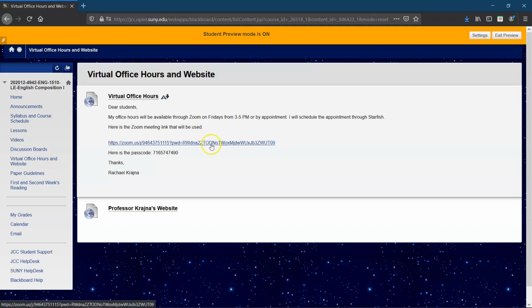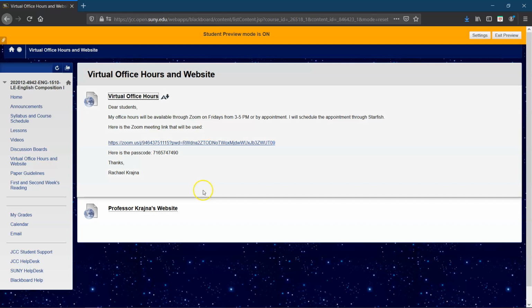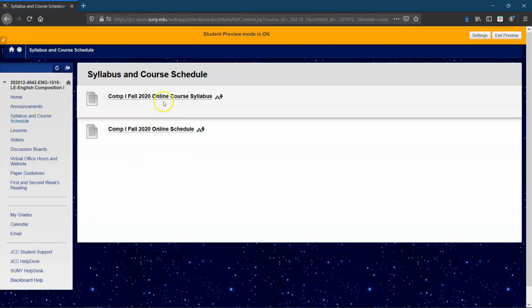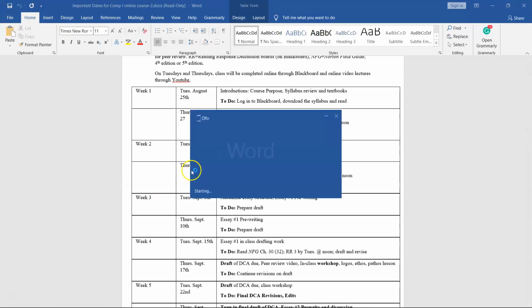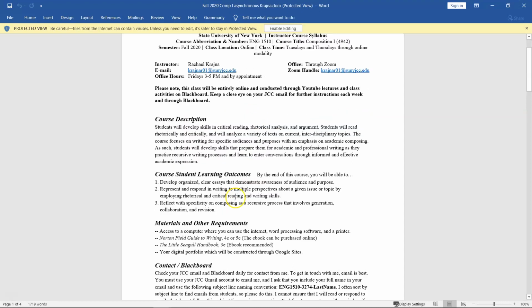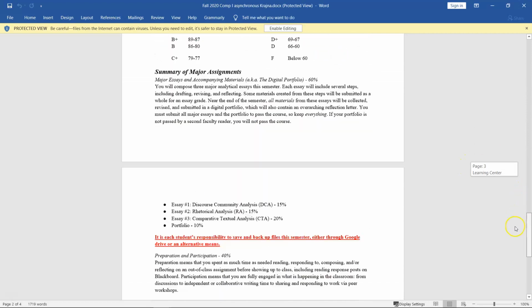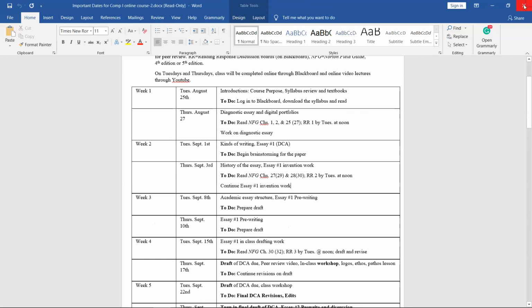And here is the Zoom meeting link that will be used and the passcode. Of course, it will automatically launch that Zoom meeting for you. You can also drop me an email. You can always find my email on the syllabus, right there. So like I said, my office hours will be tomorrow, Friday, from 3 to 5 p.m. And if you would like an appointment at another time, please send me an email and we'll see what we can work out.